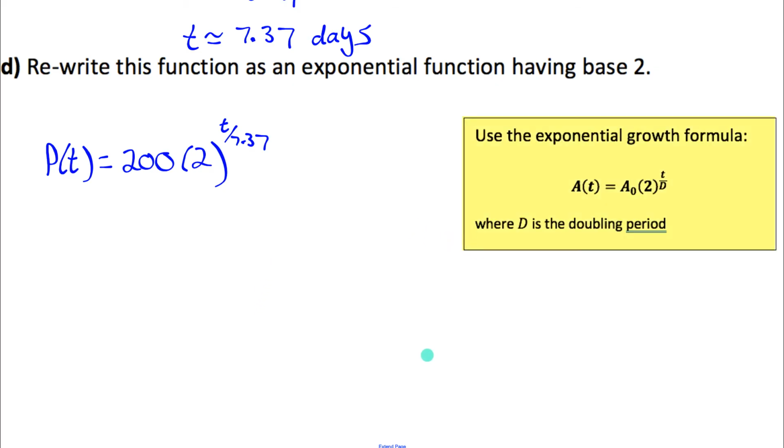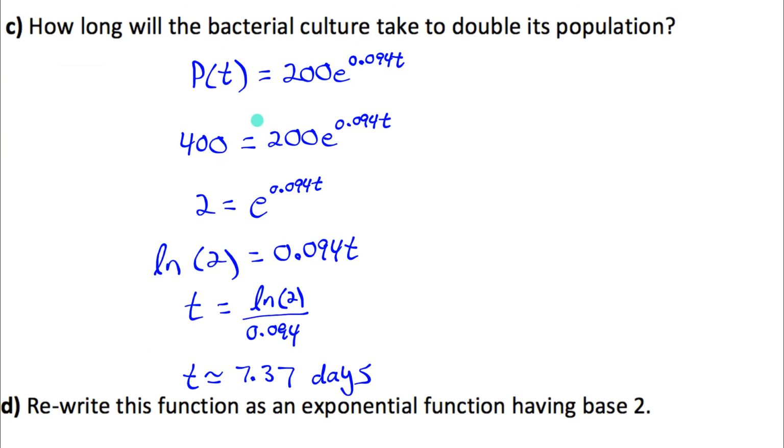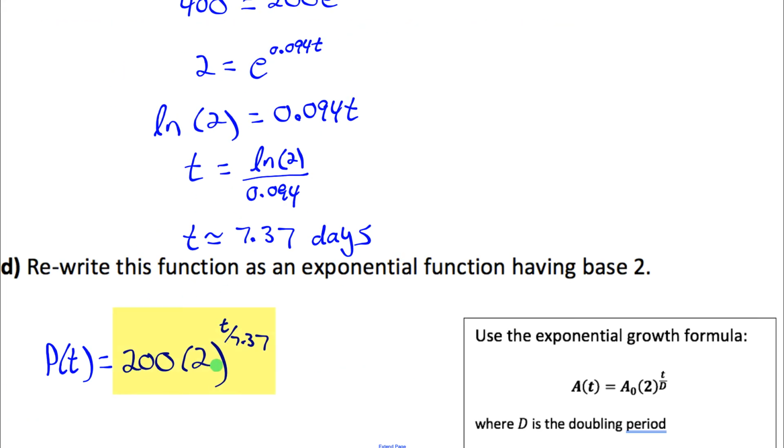And over here in this box, there's just a general formula for exponential growth where the base of the power is 2. The exponent is total time divided by the doubling period, which in our case is 7.37 days. So our original function, 200 times e to the 0.094t, and this function, 200 times 2 to the t over 7.37, those are two equations that model the same function, or at least really close to the same, because that 7.37 is a rounded value.